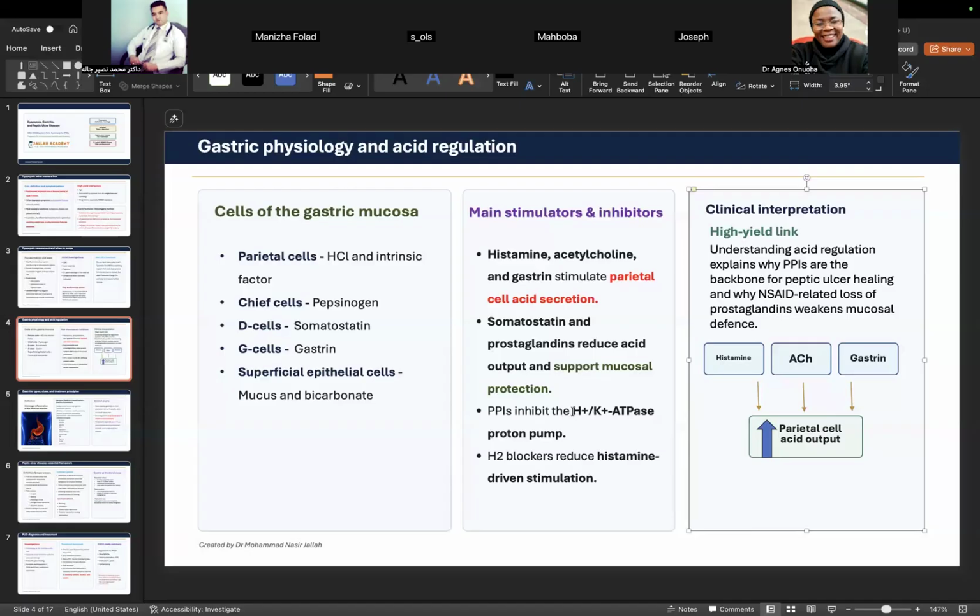PPI inhibits the hydrogen potassium ATPase proton pump. H2 receptor blocker reduces the histamine drive, but remember that if they are asking you which one is the most effective, always go with the PPI. This is not as effective as PPI.